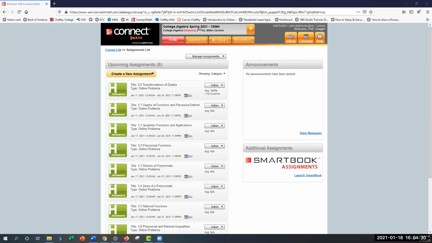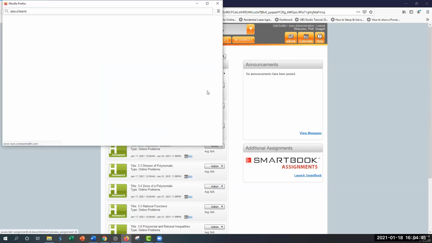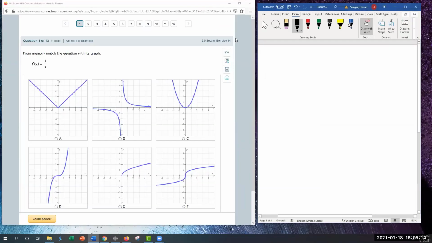Dear students, today I will show you how to solve problems with graphing on ConnectMath. Today we're going to solve a problem from 2.6 homework. Let's solve problem number 11.